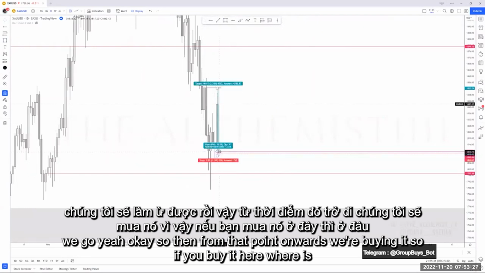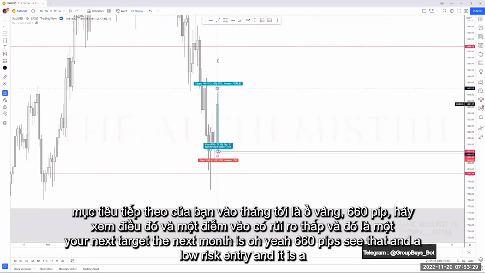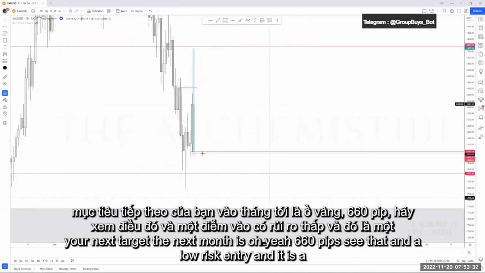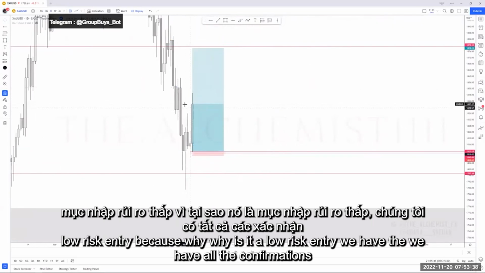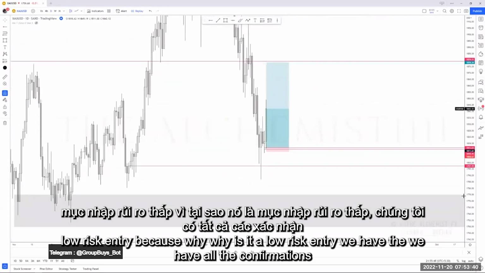So if you buy it here, where is your next target? The next monthly zone. 660 pips. See that? At a low risk entry. And it is a low risk entry because why? Why is it a low risk entry? We have all the confirmations we need, right?